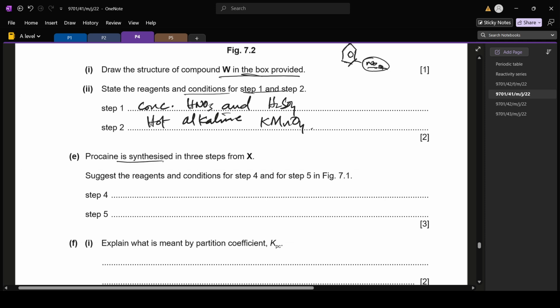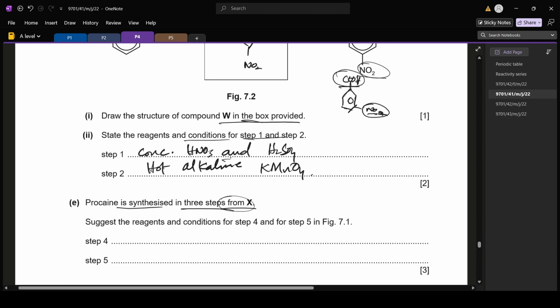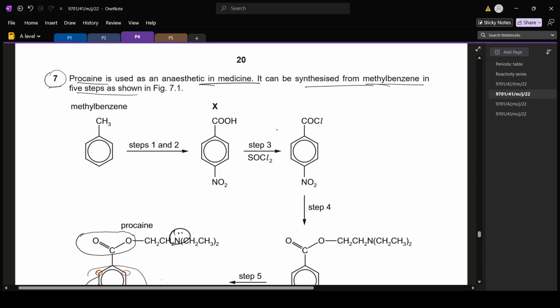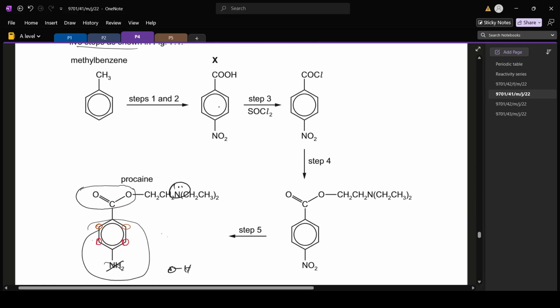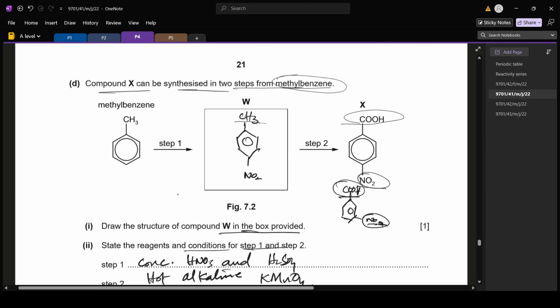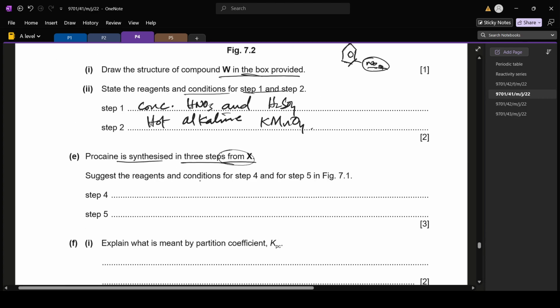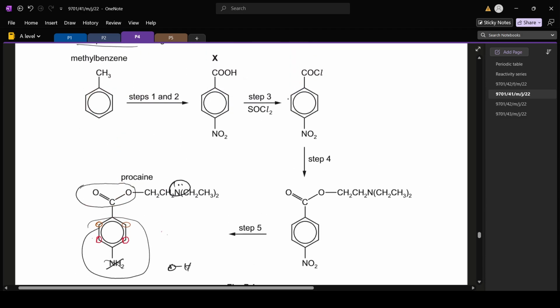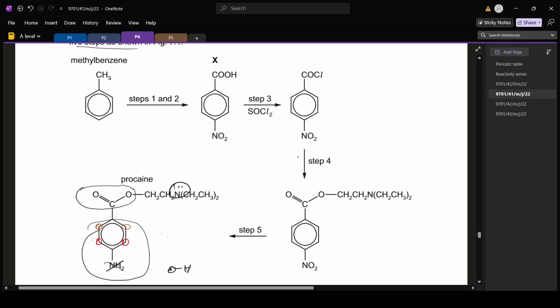Part E. Procaine is synthesized in 3 steps from X. From X you can get procaine in 3 steps: step 3, 4 and 5. Suggest the reagents and conditions for step 4 and step 5. Reagents and conditions. So what is happening in step 4?